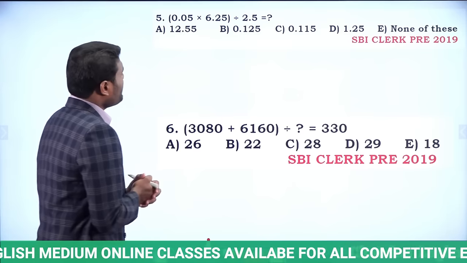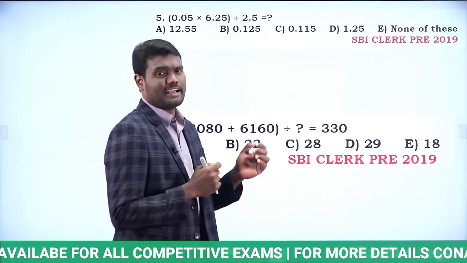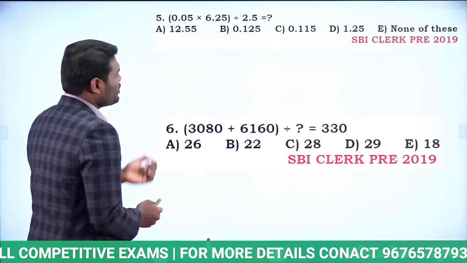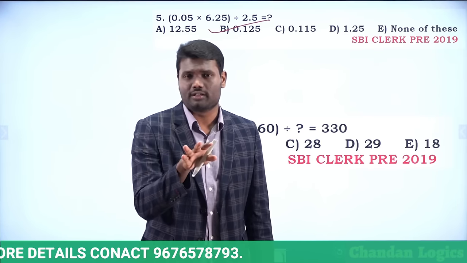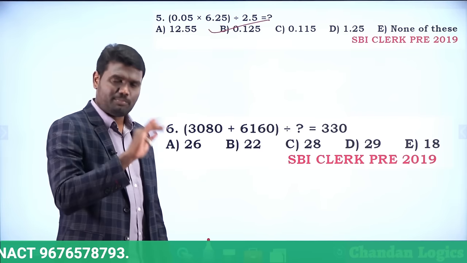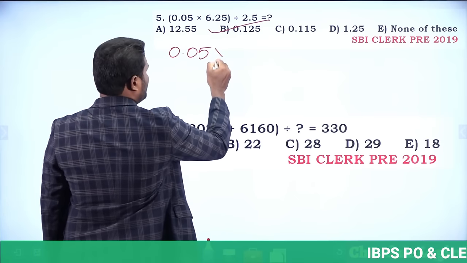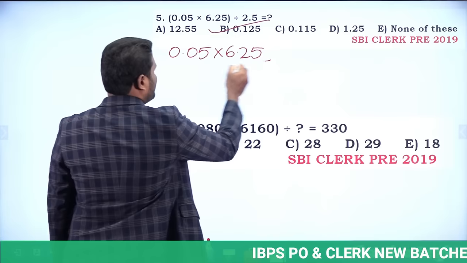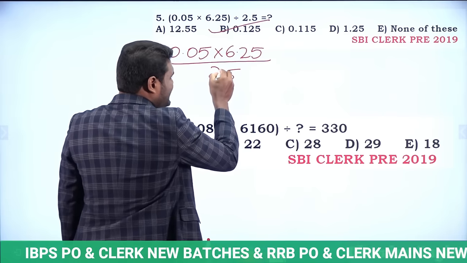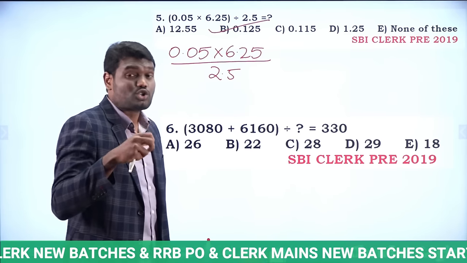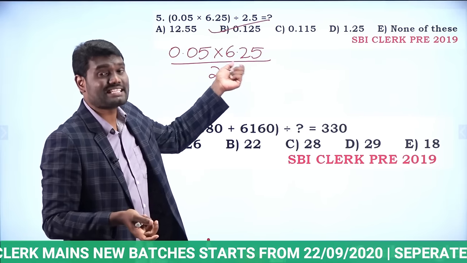Next question is 0.05 into 6.25 divided by 2.5 equal to how much? Just by looking at the question, I can say the answer is 0.125. Even calculation is not required if you really observe here. But as I need to explain, I'm explaining, just observe here. Now this is 0.05 into 6.25 divided by 2.5. Actually, if it is 625, then 25 cancels here 25 times. Why? Because 25 square is 625. But this is not 625, it is 6.25.